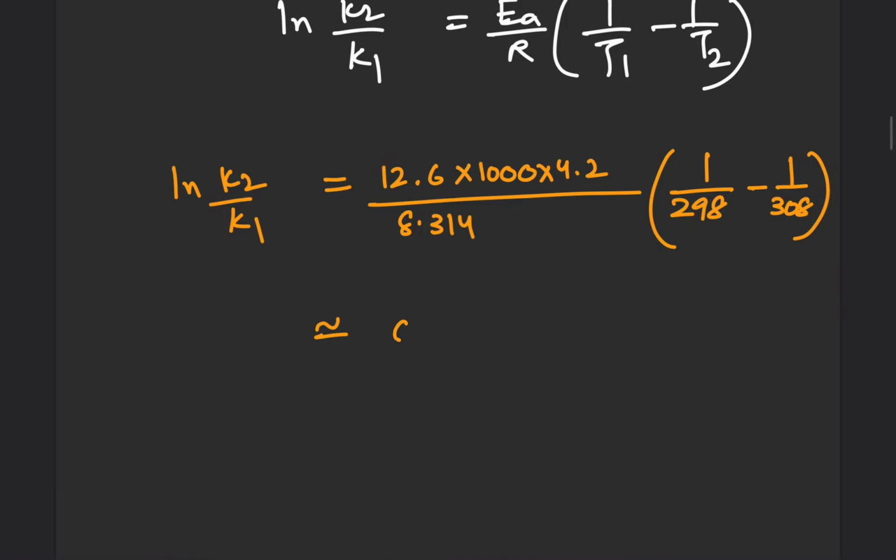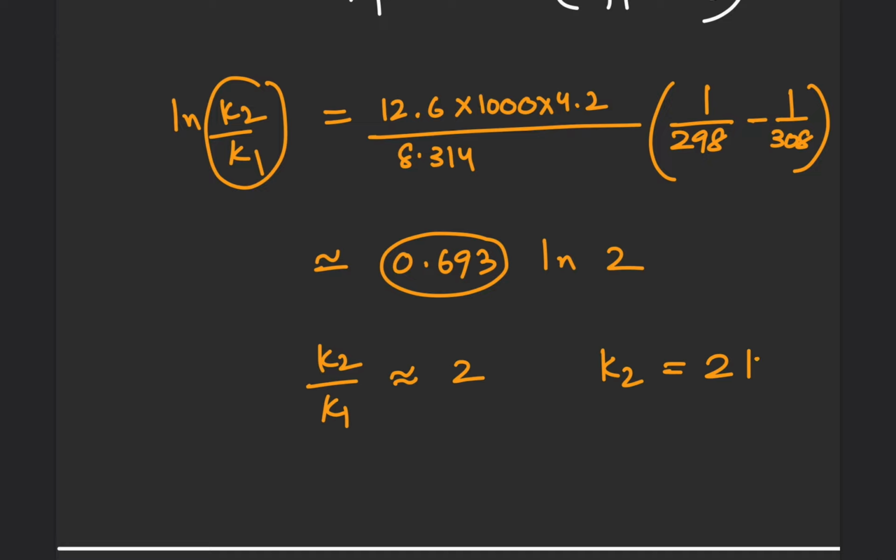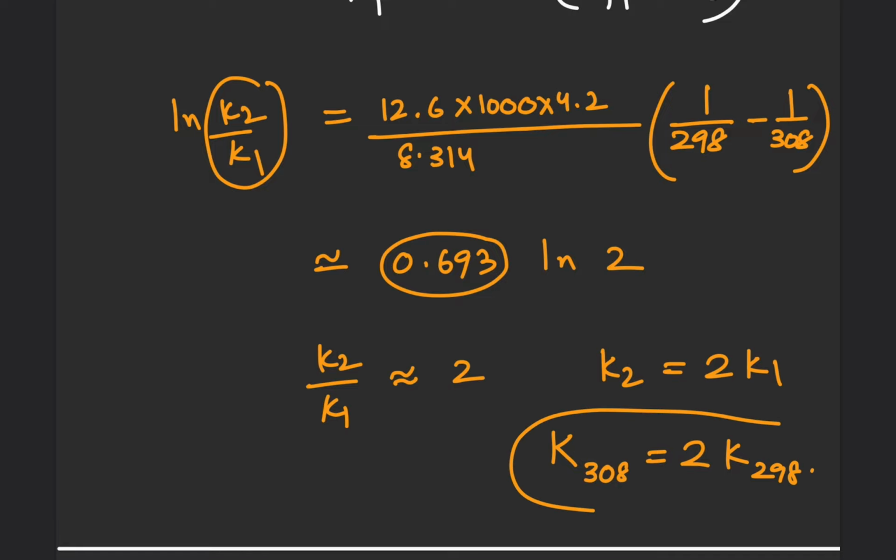So we get this value approximately as 0.693, and we know that 0.693 is ln 2. So therefore K2 by K1 is nothing but approximately 2, or you can say K2 is 2 times K1, or you can say the rate constant at 308 is double the rate constant at 298. So this is qualitatively. Using the formula we got this, right?